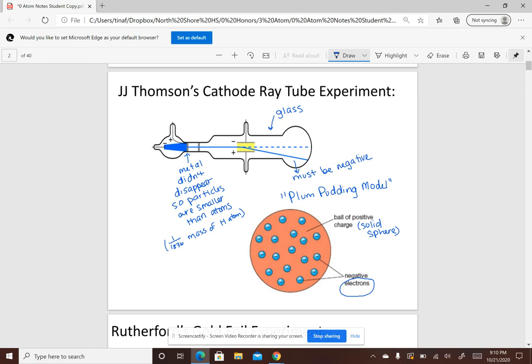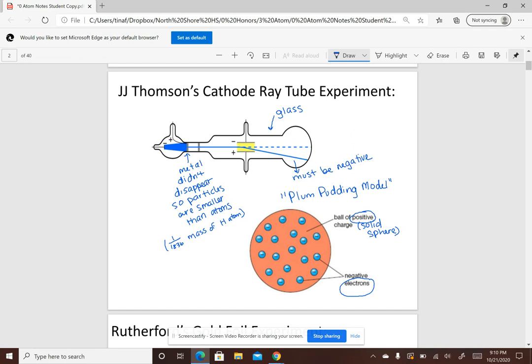He still believed that the atom was overall neutral, like Dalton did. So this solid sphere must be positive to cancel out the negative electrons. All right, so that's what Thomson thought, and he figured all of this out using his cathode ray experiment.